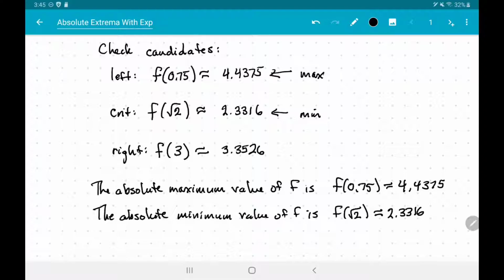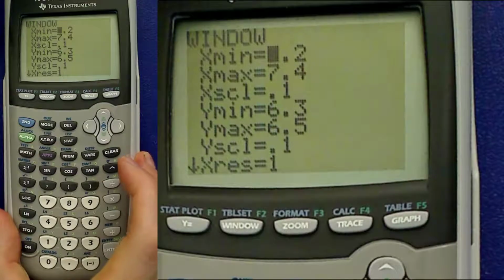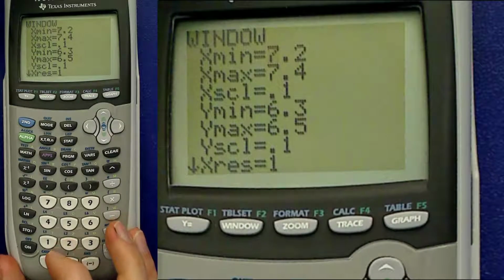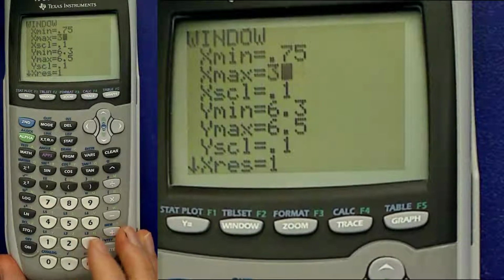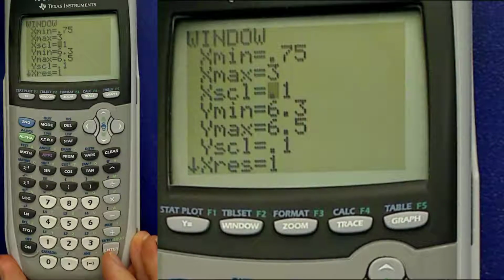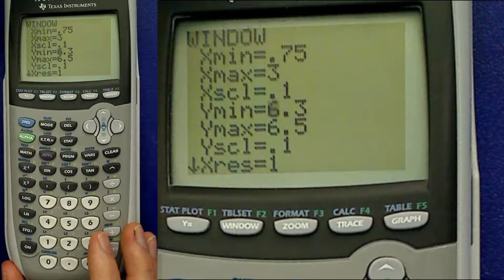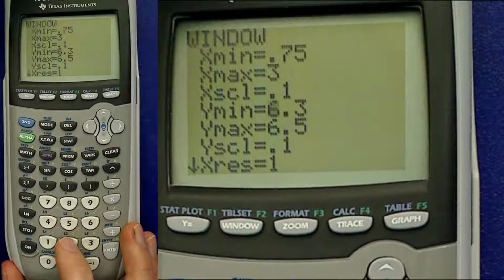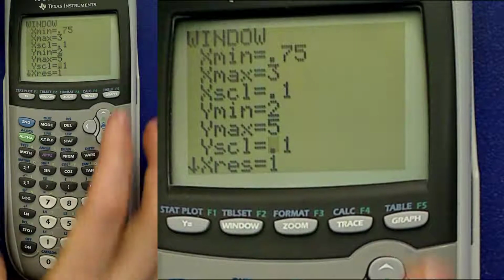If we wanted to, we could check this using the calculator. I'm going to go to the plot window screen. I'm going to use xmin equal to the left boundary of the domain, which is 0.75. I'm going to let xmax be the right boundary of the domain, that's 3, and an x scale of 0.1 seems reasonable. For ymin, I want to be able to see this 2.3316, so how about I set ymin to 2, and we need to be able to see 4.4375, so let me set ymax to 5. And a y scale of 0.1 seems reasonable there.